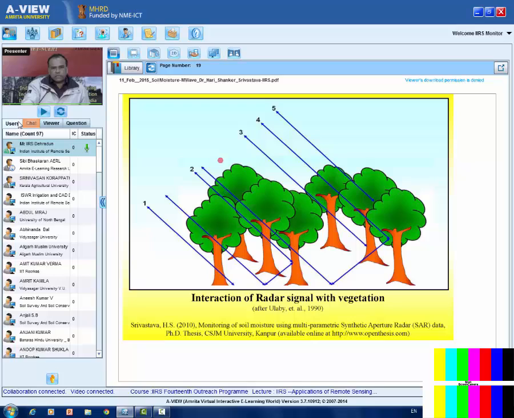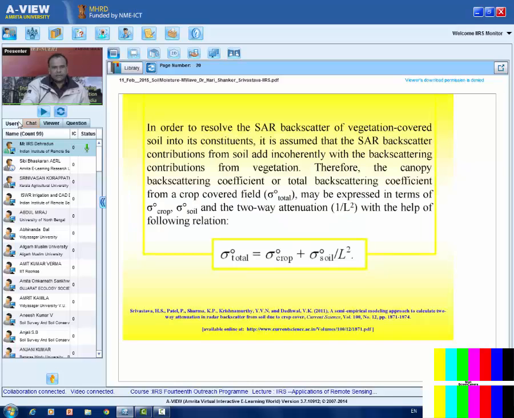So in all these five cases, the basic physics of the interaction of SAR with the target is different, and it is really difficult to handle all these processes separately. So what we normally do is take the overall effect of vegetation cover, and for that also methods are available. Again, we can use multi-frequency data, multi-polarized data, multi-incidence angle data.